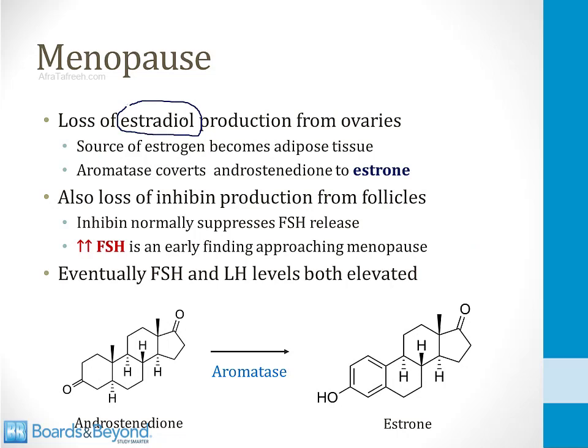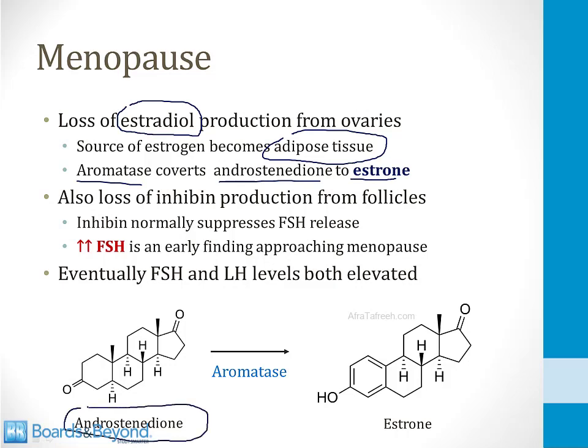The source of estrogen after menopause becomes adipose tissue. Recall that adipose tissue has the enzyme aromatase, and it can convert androgens like androstenedione into estrone. If we look at the bottom of the screen, on the left side is the structure of androstenedione, which is a weak androgen. It is produced from the adrenal glands. Aromatase can convert that into estrone. What aromatase does is it removes this carbon here and converts this ring into a ring with 3 double bonds. When you do that to androstenedione, you get a molecule of estrone.